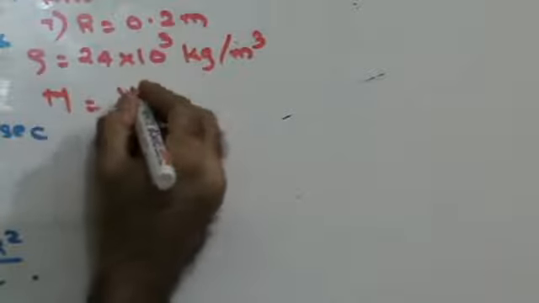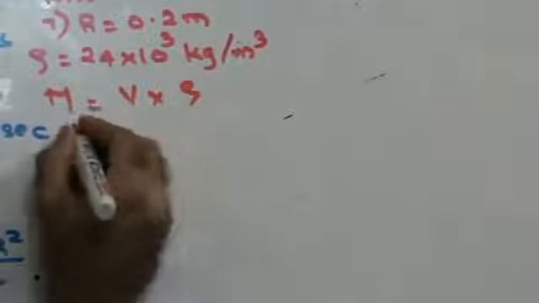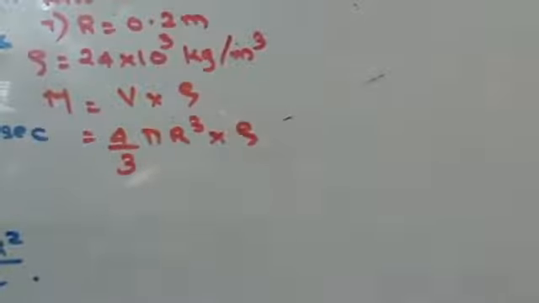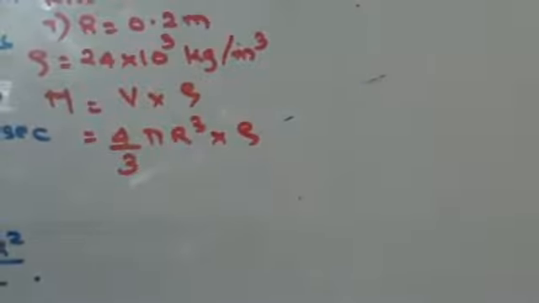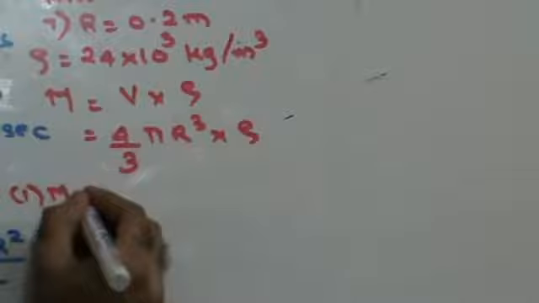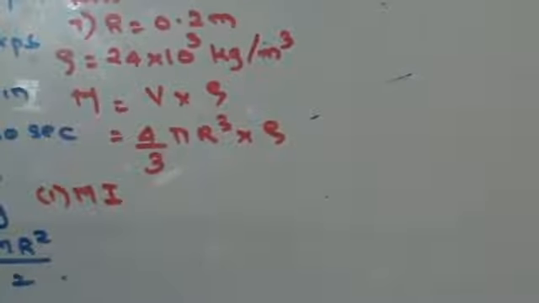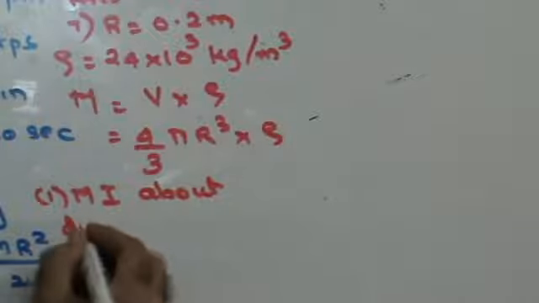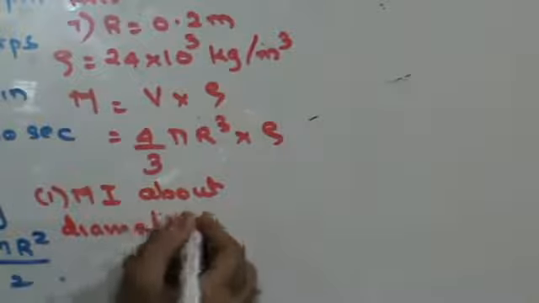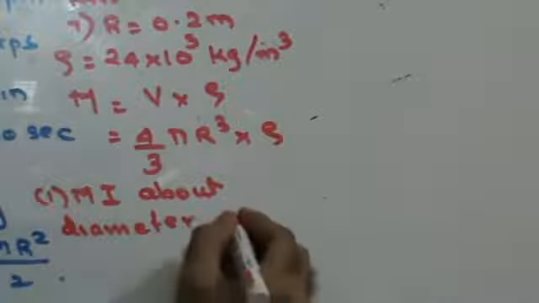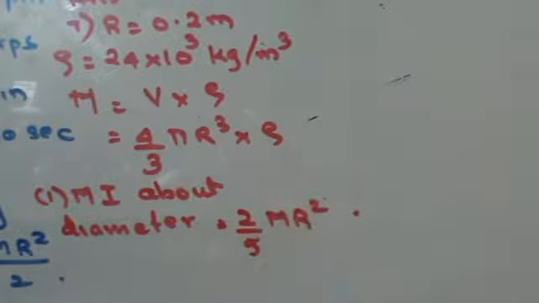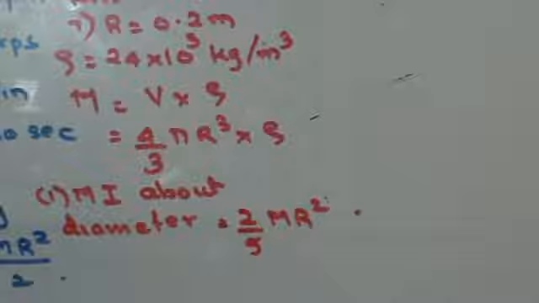Now, first of all, let's find out the mass of the sphere. Mass of the sphere will be volume into density. Volume is 4 by 3 pi r cube into density rho. So I'll come to know the mass of the sphere. Once I know the mass of the sphere, then I can find out the moment of inertia about the diameter. Moment of inertia about diameter is nothing but 2 upon 5 mr square, right?